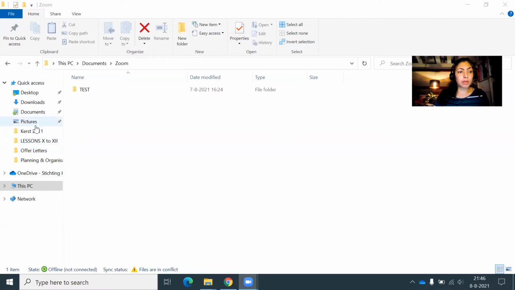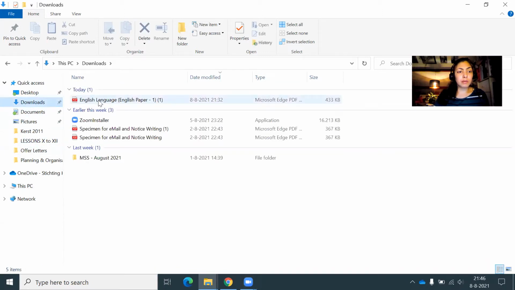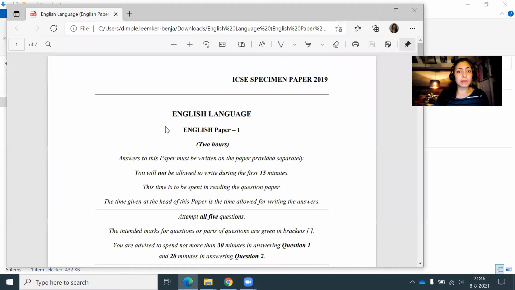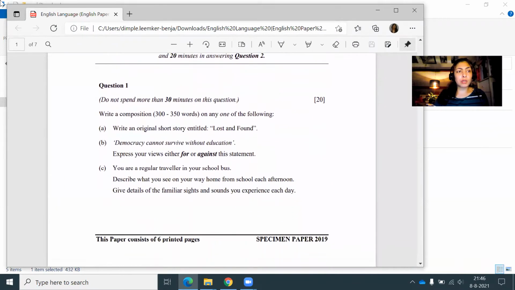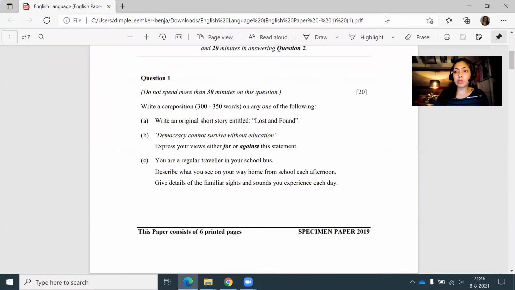All right. So in your English language paper, question 1 is composition, and you're normally given 5 topics. I'm going to start sharing my screen so that we can see the paper. So I think you'll be able to see it here. Yes. So here we are. Let's have a look at these topics. Just enlarge the screen here.